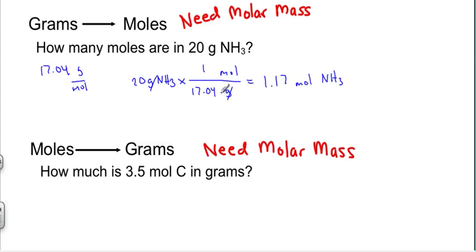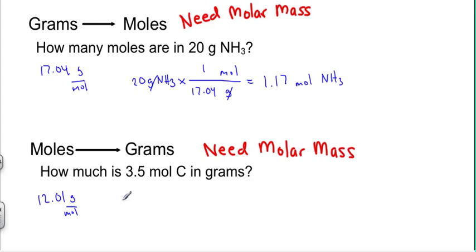And we can do the same thing, but in reverse. We can take the number of moles of something and convert it into the number of grams of something. Again, we're going to need the molar mass to do that as well. So if we have 3.5 moles of carbon in grams, we're going to have to calculate what our molar mass of carbon is. We did that in the last slide as well, we just looked at the periodic table, found the mass number, and it was 12.01 grams per 1 mole.